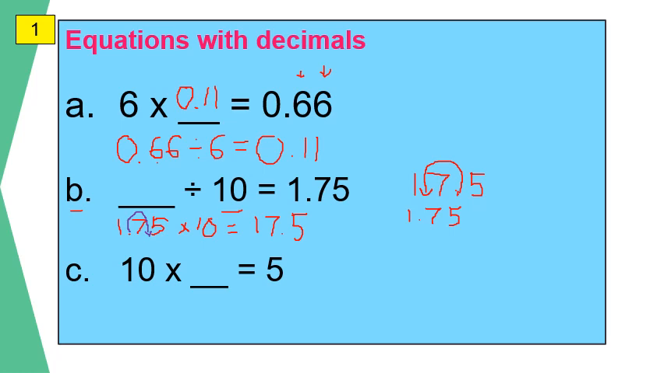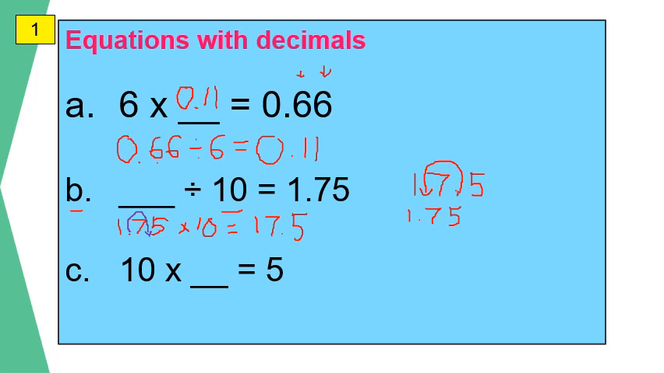Now this last one here, again, relies on our knowledge of decimal points and those place values being separated by, multiplied by 10 or divided by 10. Same with the rest of our place value system. So here we've got 10 times something equals 5. Now what I could do is say, if I don't really know the answer to this, I'm going to invert it.